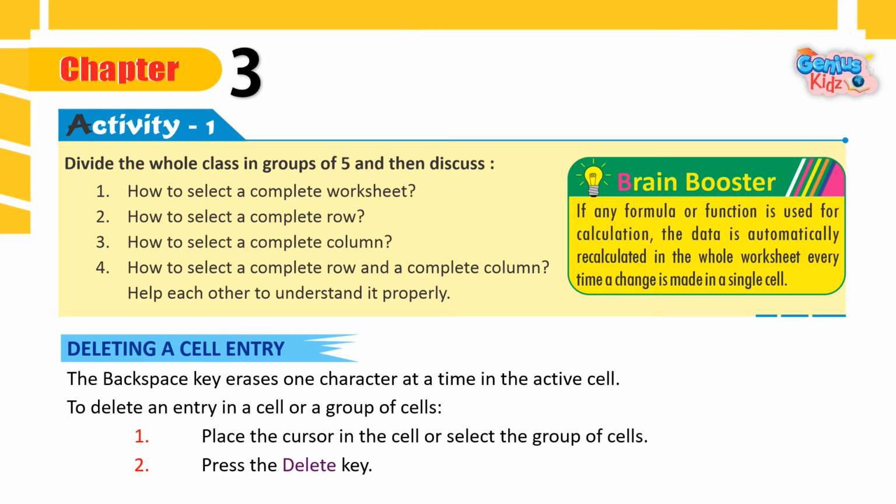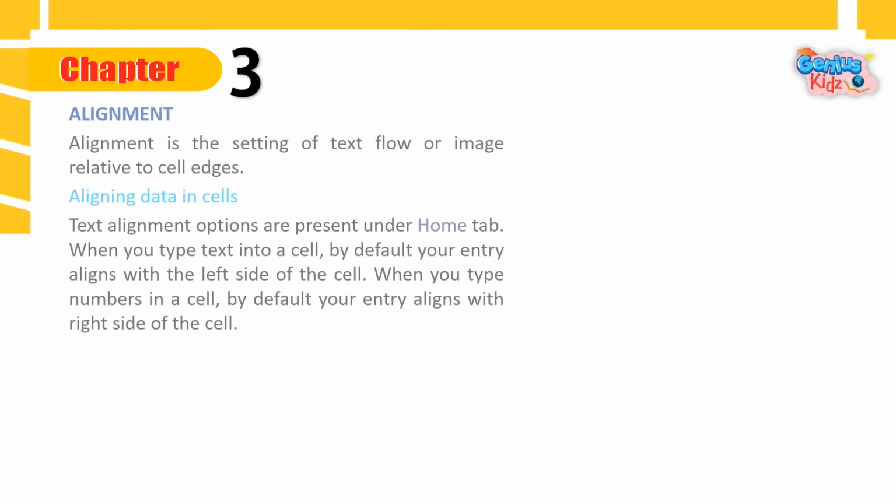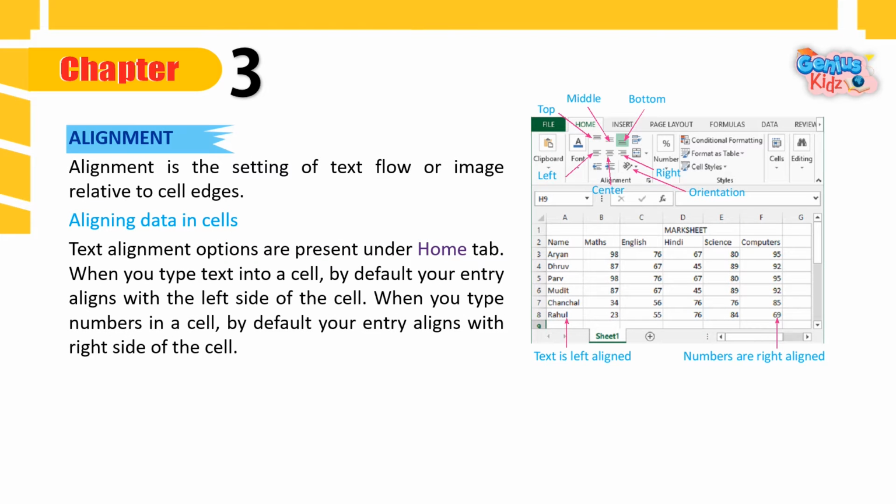Deleting a cell entry. The backspace key erases one character at a time in the active cell. To delete an entry in a cell or a group of cells, 1. Place the cursor in the cell or select the group of cells. 2. Press the Delete key. Alignment. Alignment is the setting of text flow or image relative to cell edges. Aligning data in cells. Text alignment options are present under the Home tab.